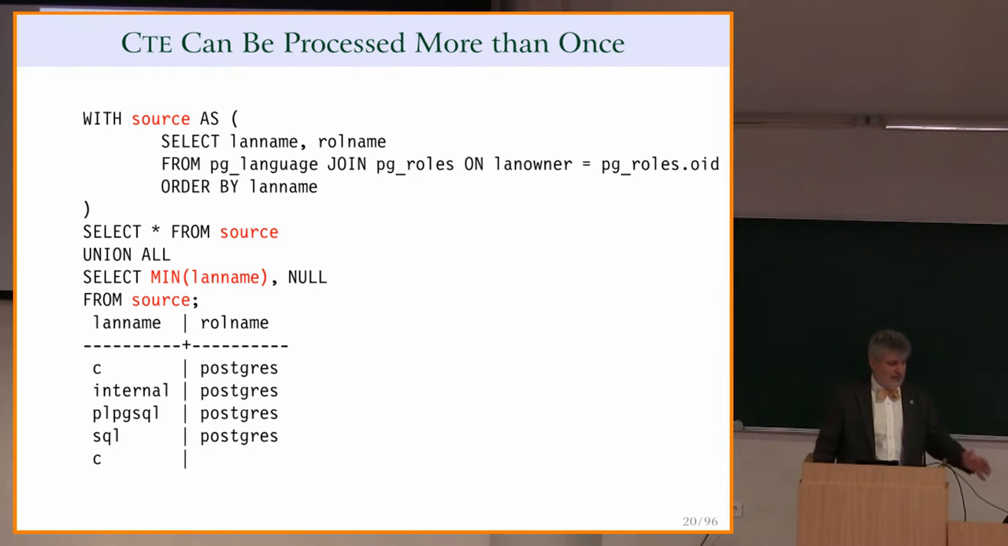The interesting thing here is that I have one source, and I have my select star, and then I reference the source twice. You can see I'm running a min, and in fact I have here C, internal, PL/pgSQL, SQL, and then there's that extra row right there at the end. That's kind of interesting, it's something different. It's going to get a lot more different in a minute, but this is our first real different query where we're making use of the common table expression in some useful way.